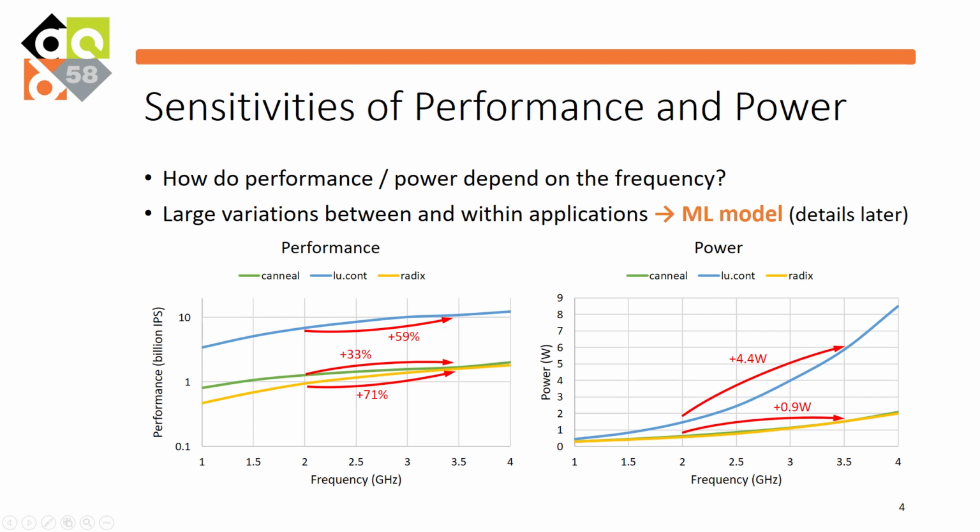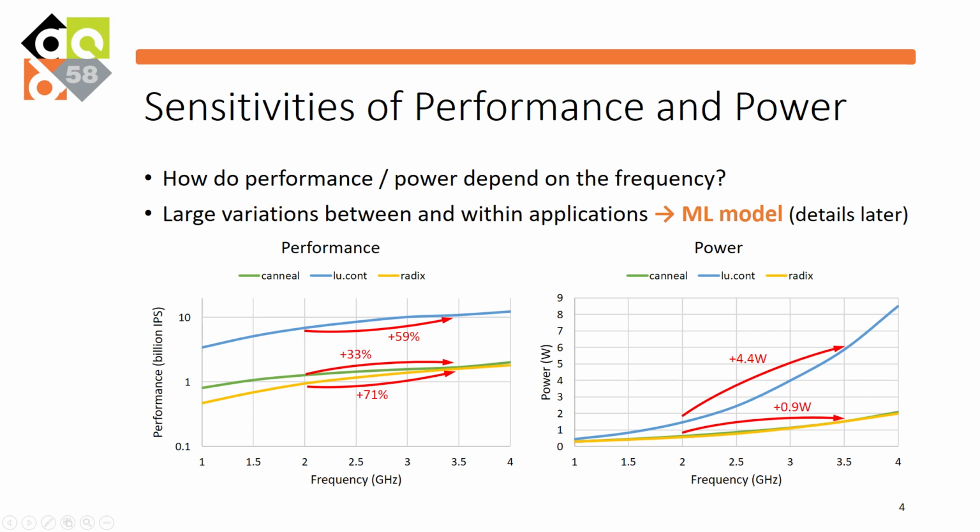Large differences can also be seen for the power. The power of LU-Cont increases by 4.4 watt, while the power of the other two increases by less than 1 watt. We observe a large variation between the applications. Also, these two metrics are not interchangeable. For example, Radix and Blackscholes have almost indistinguishable power, but the sensitivity of their performance differs a lot. Additionally, these metrics vary throughout time with the application execution phases.